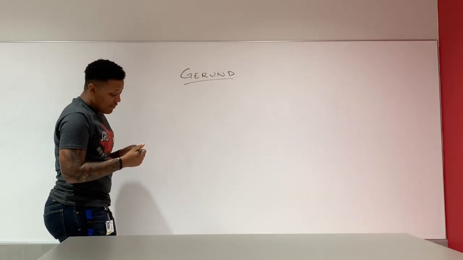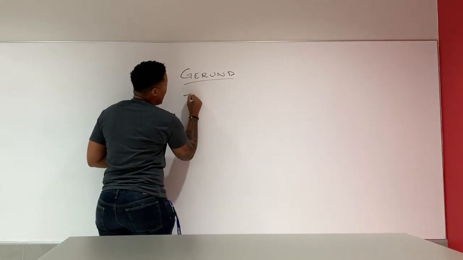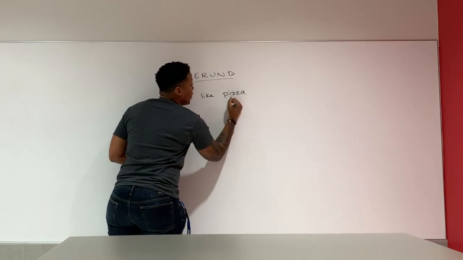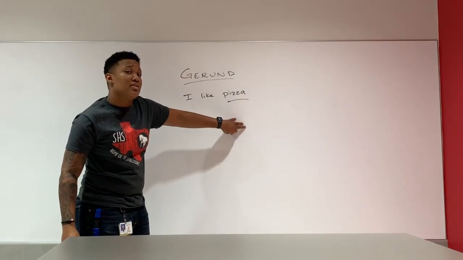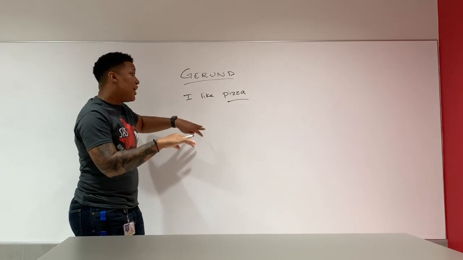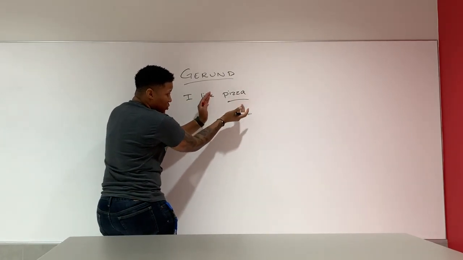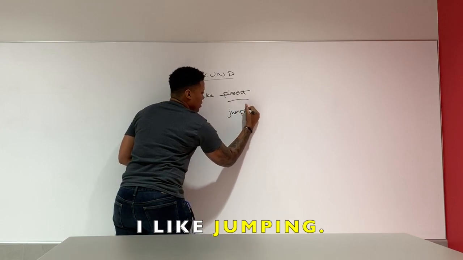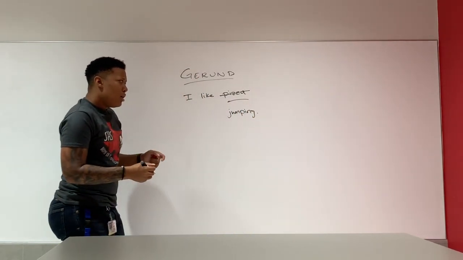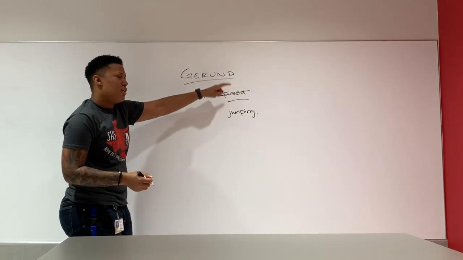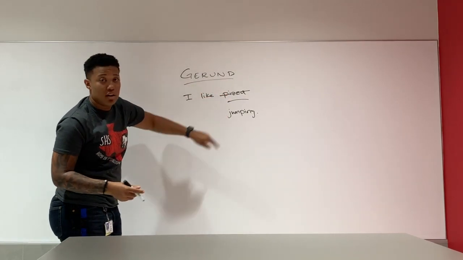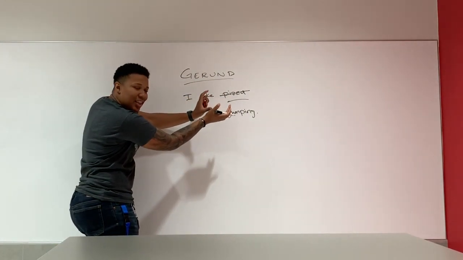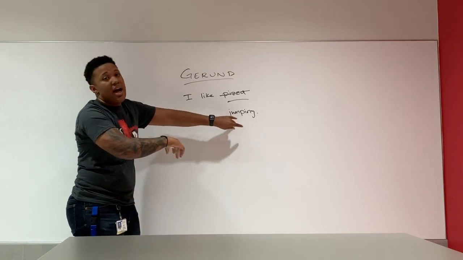Okay, so if I said something like, I like pizza, we all recognize that pizza is a noun, correct? But what if I just change this word to something like jumping? So if we can exchange it for a noun, then this verb here, because we all know jumping is an action, then jumping is literally being an action and working as a noun here.